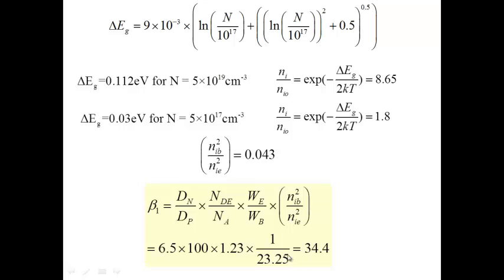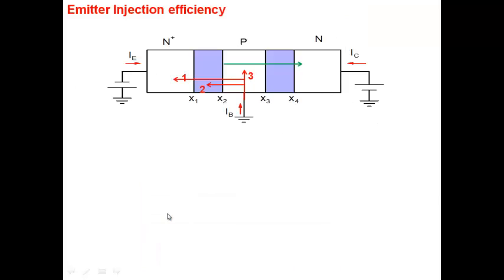So beta 1 for us then has become a fairly small value, 34.4. All right. So that's the current gain due to the holes injected into the emitter. Let's look at current gain now due to other components here.